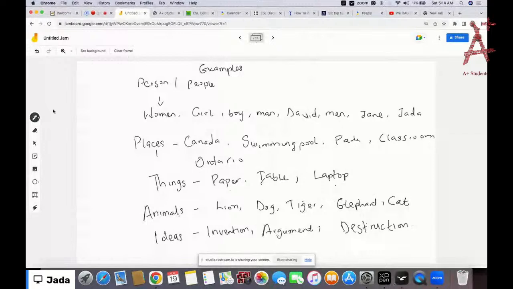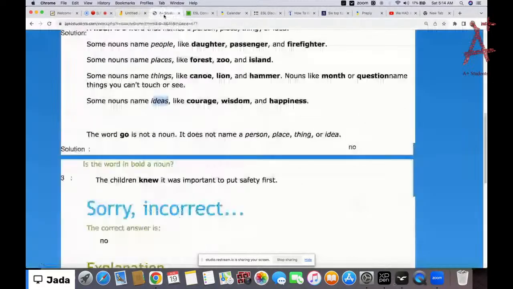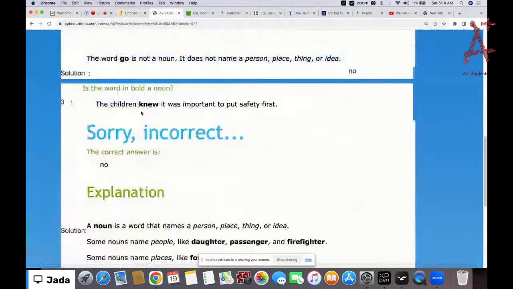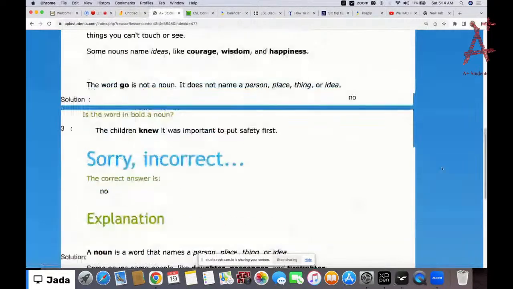Thank you everyone for your contributions. I really appreciate it, and I hope you keep it up like this so that we have an interactive class. All right, we'll move on now back here. From the examples we have, we can see that new is not a noun. Let's go forward to see more examples.